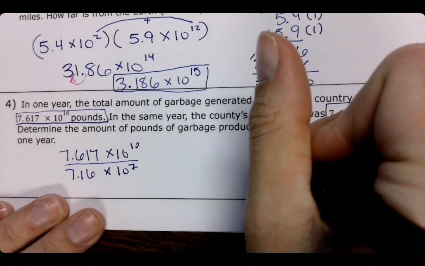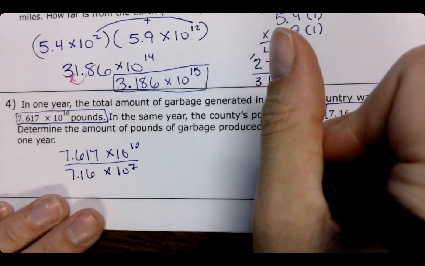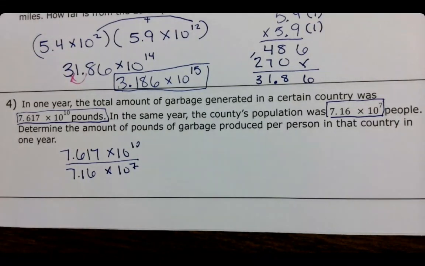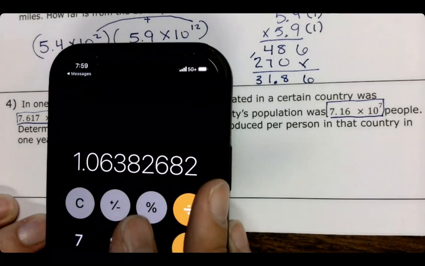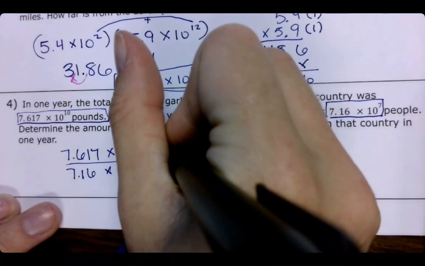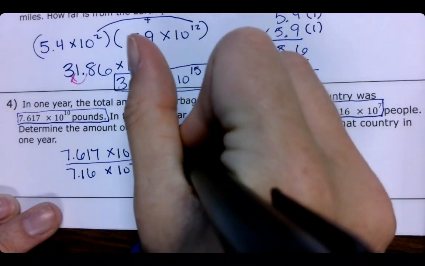And that's going to be a whole hoopla of issues. So I'm just going to use a calculator for those numbers. The other ones were nice and easy. This one's not going to be. So you have 7.617 divided by 7.16. That is not a nice number. I don't know why they would do that to us. I bet I wrote down the numbers wrong.